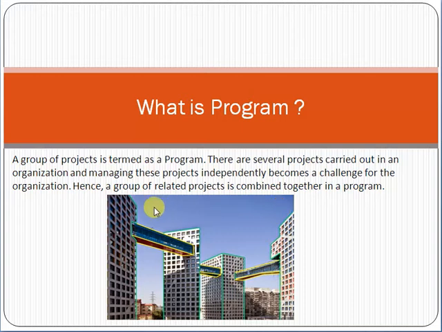So the development of each building is a project, and the projects are interrelated. Interrelated means that there is some output, some link between the development of the projects. Let's assume this is a project, this is a project, this is a project, and all these projects are interrelated. This is a group of projects.